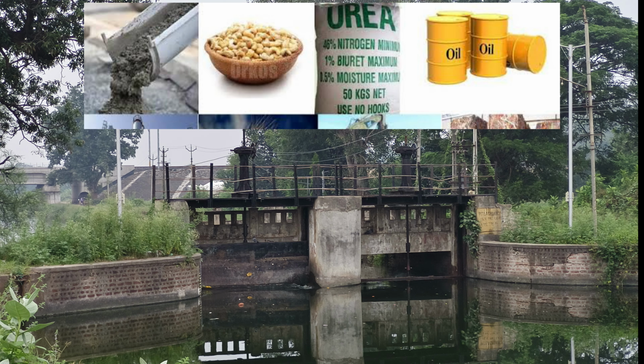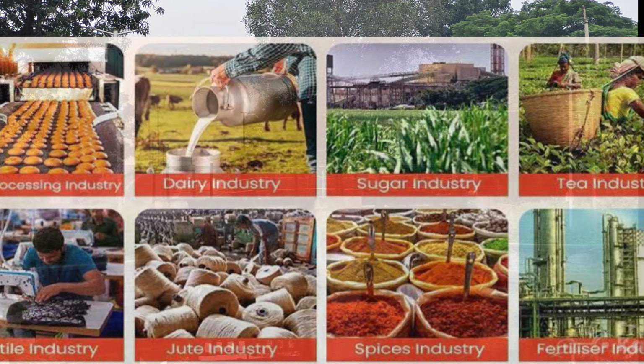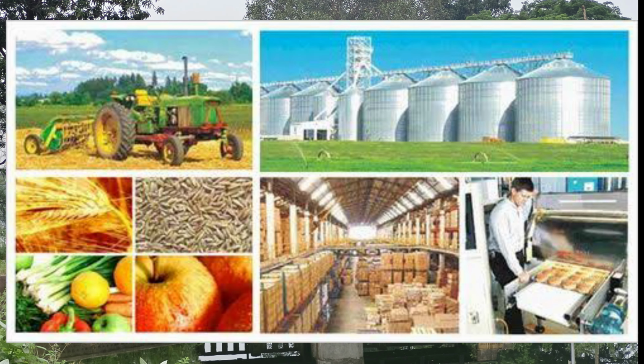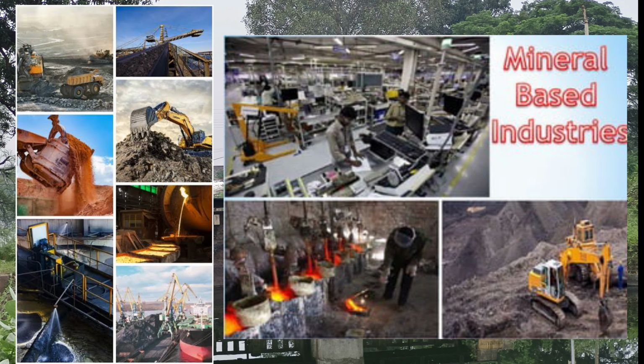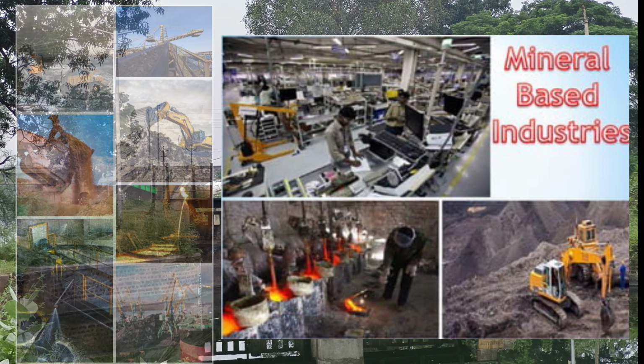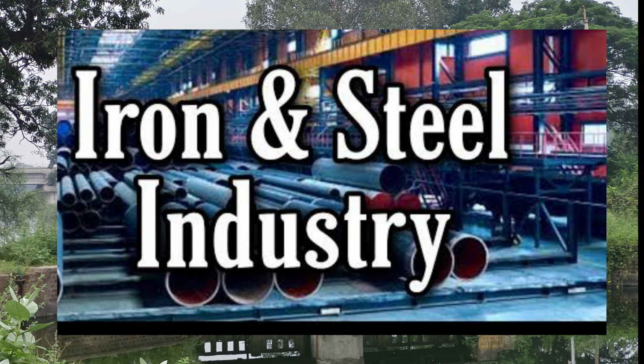Agro-based industries such as jute, rubber, and sugar and cotton textile derive their raw material from agriculture. Mineral-based industries use mineral ores as their raw materials. Iron is used as a raw material for manufacturing heavy machineries.